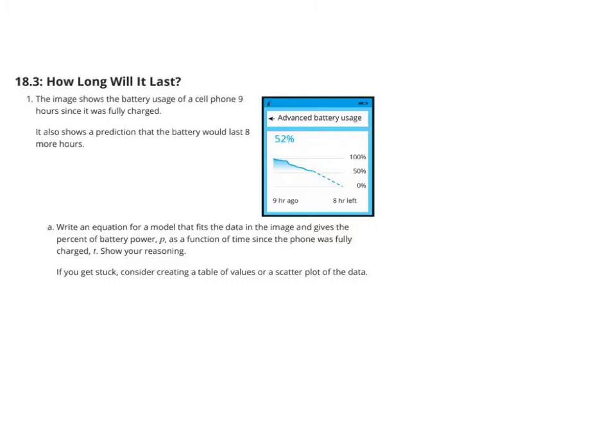So here we have the image showing the battery usage of a cell phone 9 hours since it was fully charged. It also shows a prediction that the battery would last about 8 more hours. Write an equation for a model that fits the data in the image and gives the percent of battery power P as a function of time since the phone was fully charged, T. Show your reasoning. So P equals something to do with T. We could also say P of T, something to do with T.